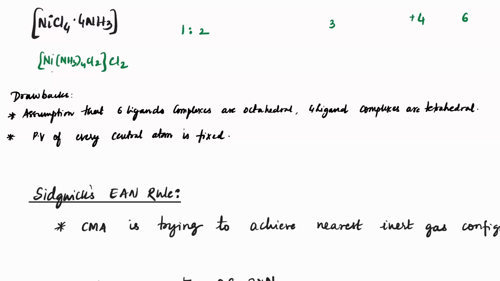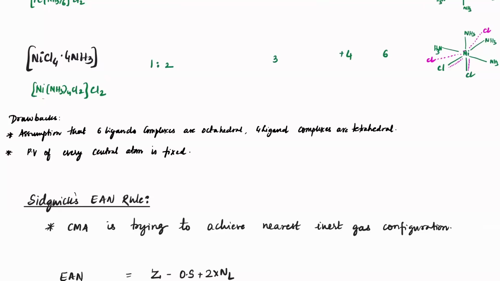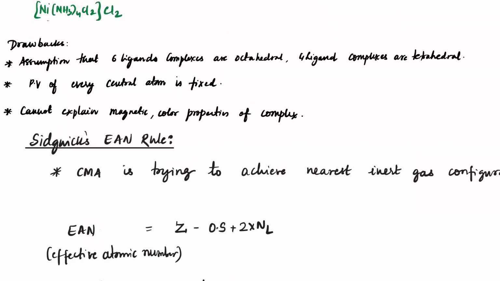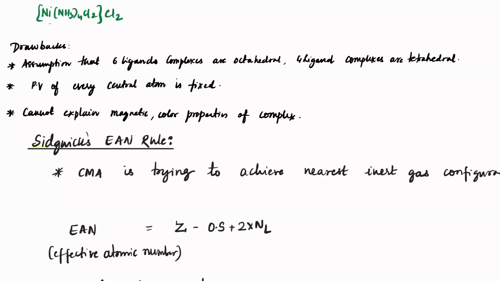Now, another main drawback is that it cannot explain anything about the magnetic properties and color properties of complexes. So these are typical drawbacks of Werner's theory. Okay. The next concept is about Sidgwick's EAN rule.